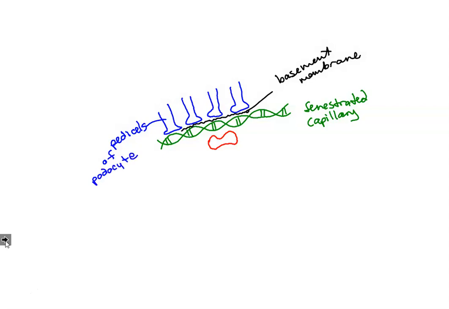The filtration slit is this gap between the pedicels, and frequently the fluid will pass through the fenestrations of the capillary endothelium and then between the pedicels and get collected in the Bowman's capsule.